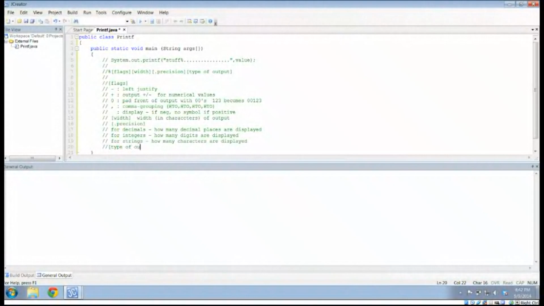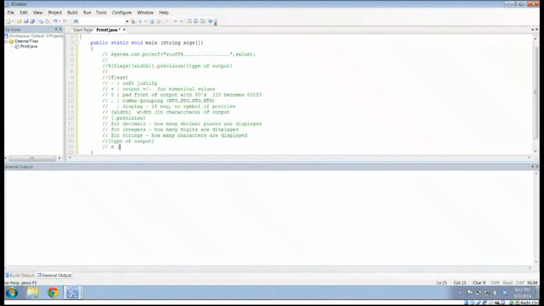And again, I'm going to give examples of all of this. And then the final thing that we have is the type of output. In other words, what type of data are we dealing with for this value that we're going to be formatting?